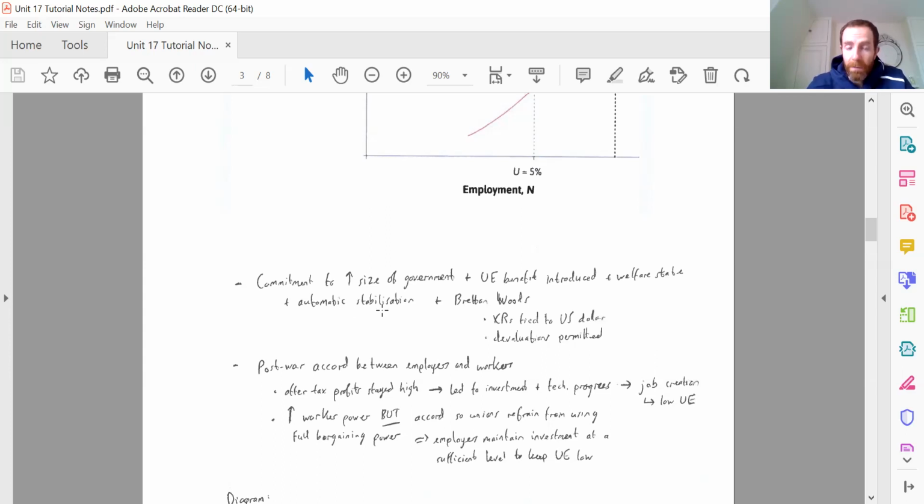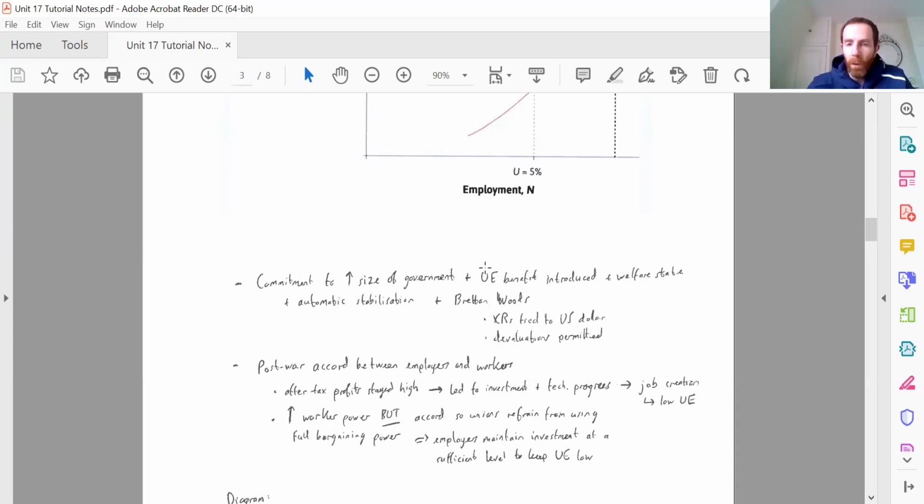Another mechanism that helped stabilize things if there was an aggregate demand problem was the introduction of the Bretton Woods agreements. What this did was tie exchange rates to the US dollar, as opposed to having the gold standard. It also meant that countries could devalue their currency if they faced a balance of payments problem. These two things made it so that aggregate demand could be stabilized more easily than before the Second World War.